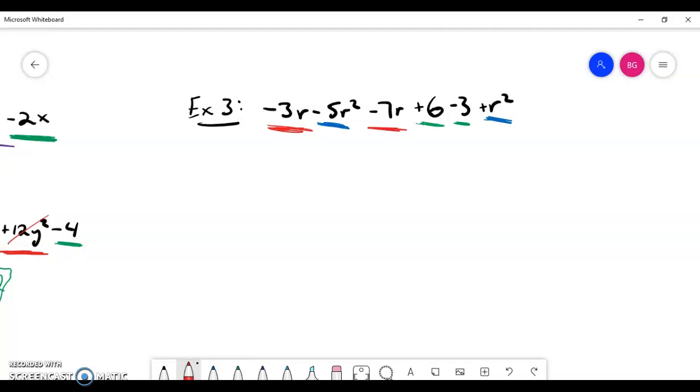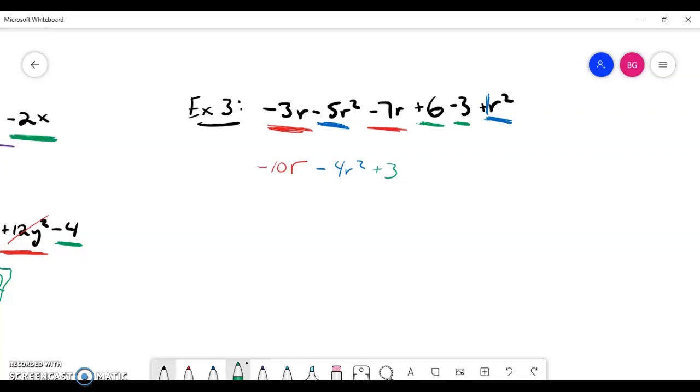I got a negative 3r minus 7r. Remember, the r is going to stay the same, but negative 3r minus 7r is negative 10r. Now going to our blue with the r squared. We know the r squared is going to stay the same, but we have negative 5r squared plus r squared. We have to remember what's the constant out in front of r squared? Well, that is a 1. So remember, you can put that 1 in there. So negative 5 plus 1 is a negative 4r squared. Okay? And then I have my constants left here. Positive 6 minus 3. So 6 minus 3 is a positive 3.